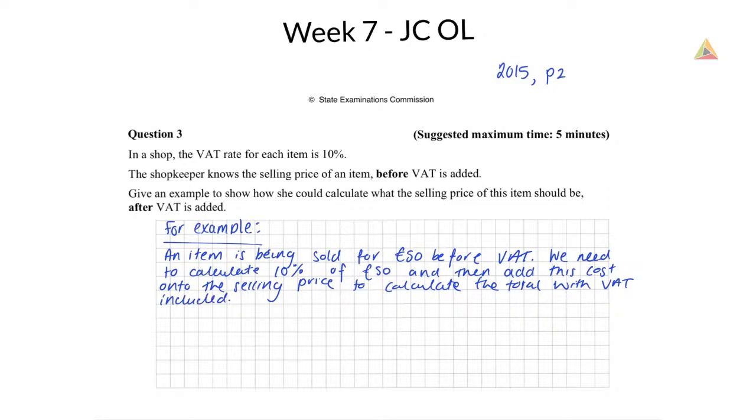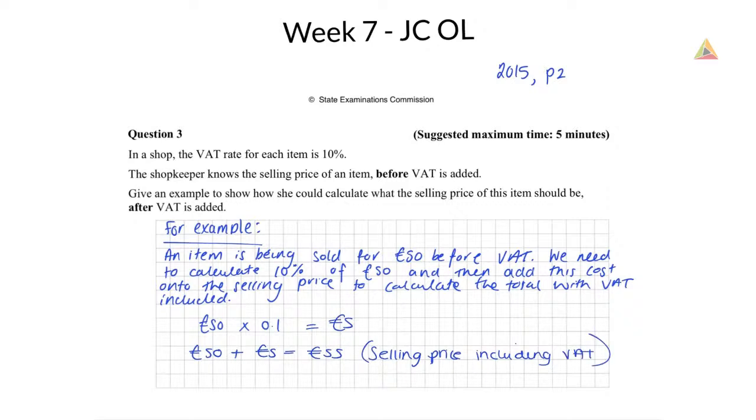Okay, so let's just do that. So €50, 10% of €50 will be €50 by 0.1. And that will give you €5. So the VAT is €5. So now we need to add the VAT on to the selling price. So €50 plus €5 would give you €55. So that's the price including VAT. So I'm going to label that. So selling price including VAT. That's how you would approach a question like that.